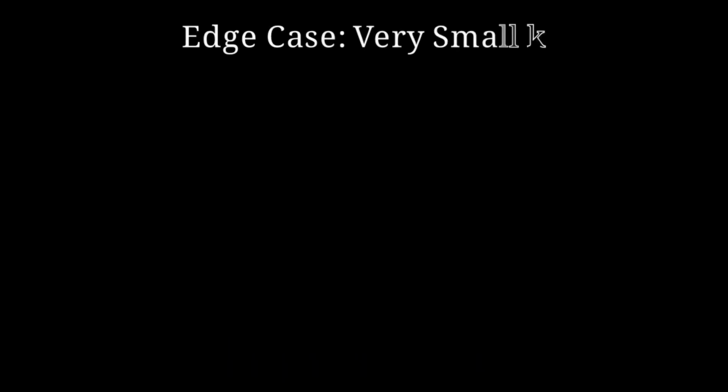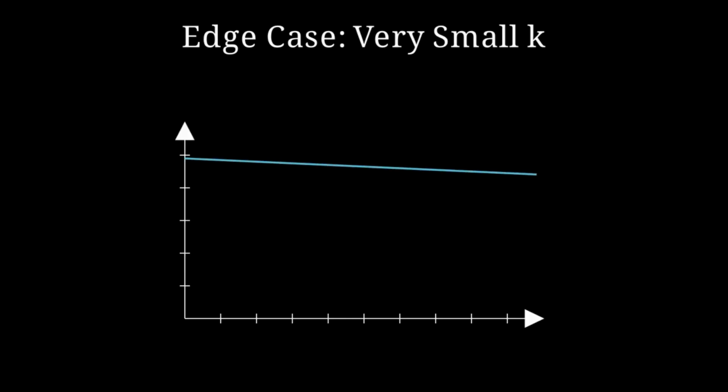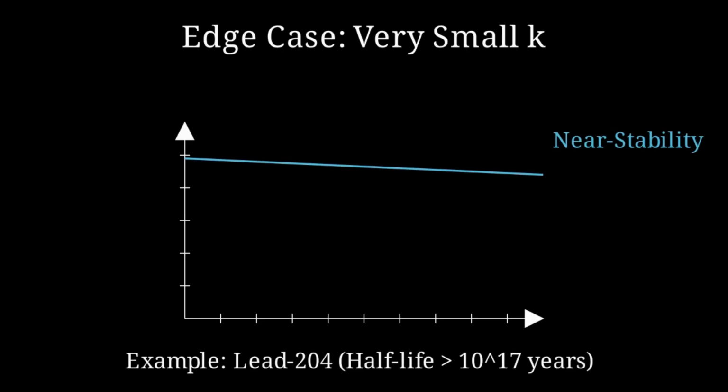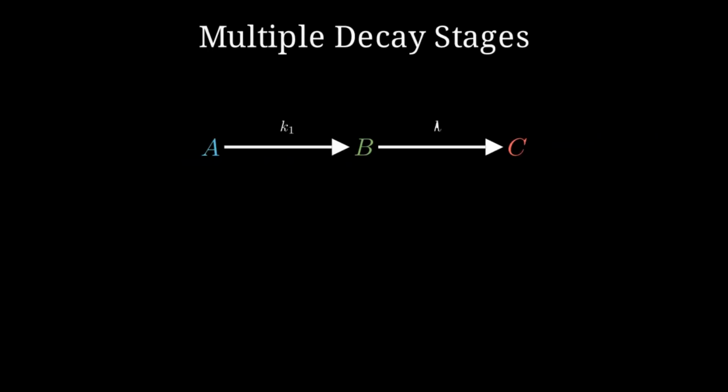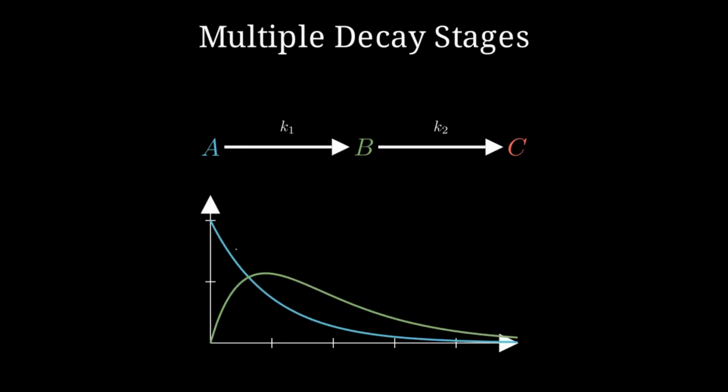Conversely, if k is nearly zero, the substance appears stable. For example, some isotopes have half-lives longer than the current age of the universe. To our eyes, the rate of change is zero, but the calculus of decay tells us that on a long enough timeline, everything changes.